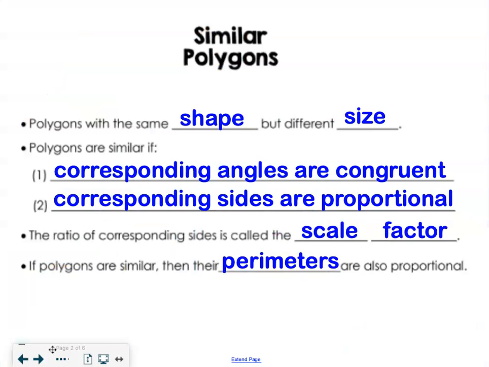Alright, let's fill in the blanks. So, again, similar polygons are the same shape with different sizes. And we have two things that must be met in order for things to be similar. Corresponding angles need to be congruent, or the same, and corresponding sides are proportional.